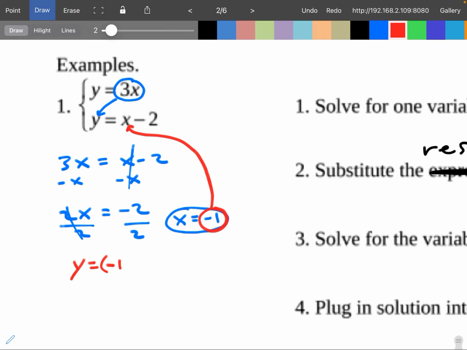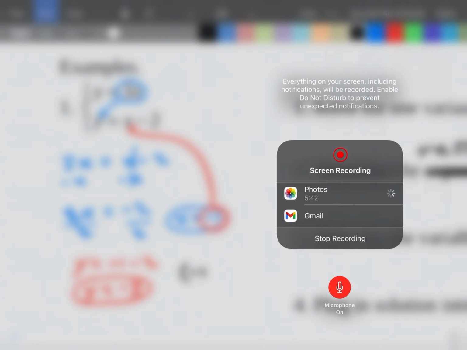So then that one would become y is equal to negative 1 and then minus 2. All right, that negative 1 doesn't really need to be in parentheses. I just put them there so you could see what I was substituting. So I'll take those parentheses out of there. So it'd just be -1 minus 2. So what's -1 take away 2 more? Yep, -3. So that's the second part of your solution. That's the y.